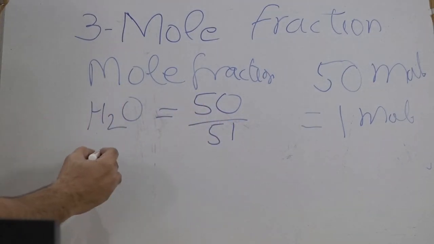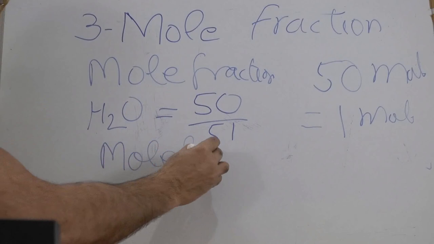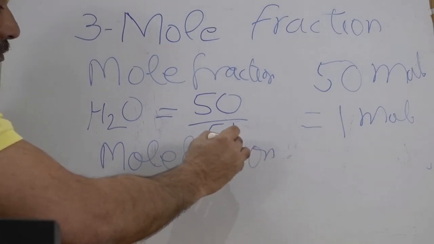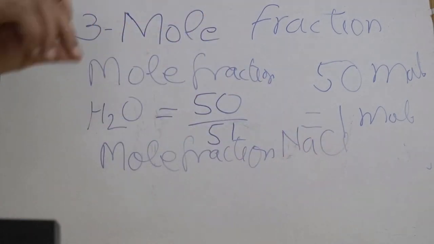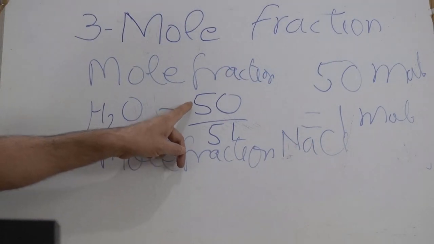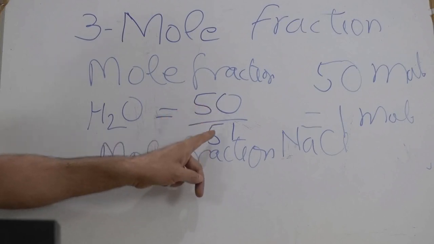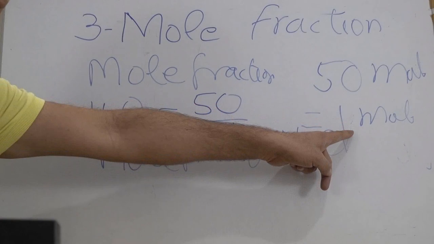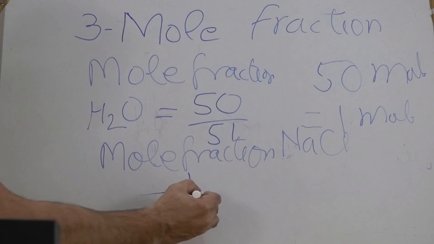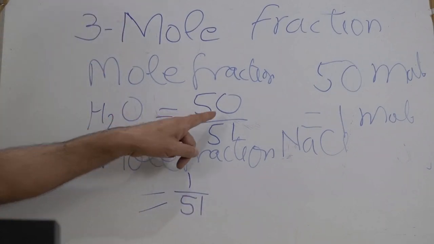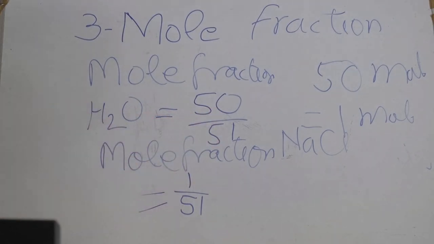And the same is true for NaCl. Therefore, the mole fraction of NaCl would be 1 upon 51. Either we can subtract 50 upon 51 from 1 or we can calculate it directly. This is the mole fraction: 50 upon 51 of H2O and 1 upon 51 of NaCl.